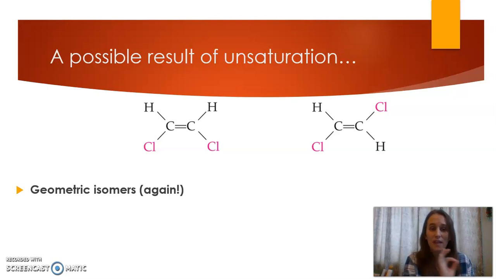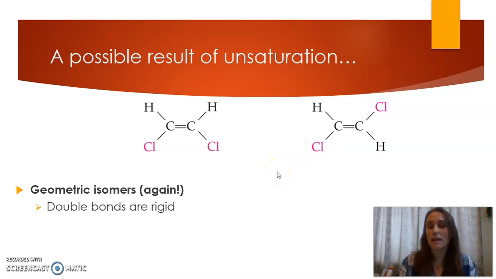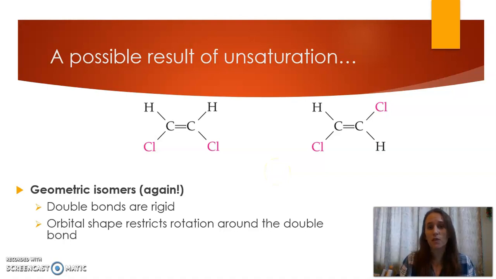Geometric isomers have the same chemical formula. They have the same connectivity. The things are connected to the exact same other kinds of things, but due to a lack of free rotation, they have a different spatial arrangement, a different three-dimensional arrangement. And we saw that with our cycloalkanes. This is due to the fact that double bonds are rigid, because of the orbitals, the way double bonds are created, we don't have the free rotation that we see in a single bond.